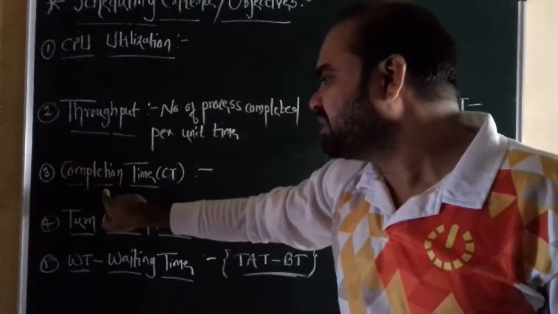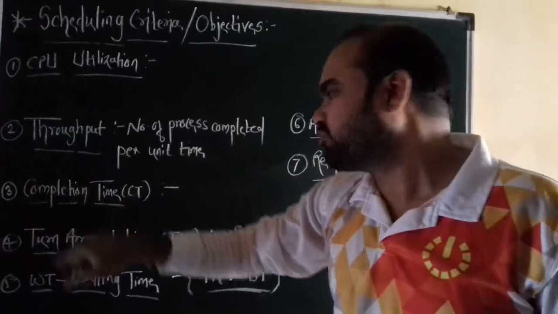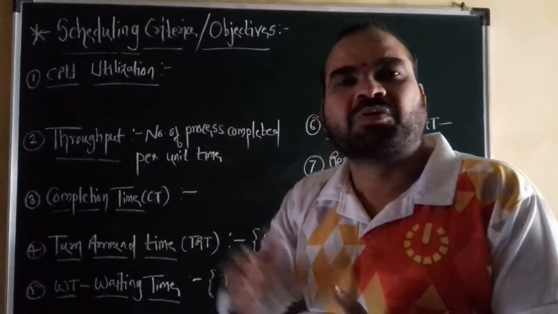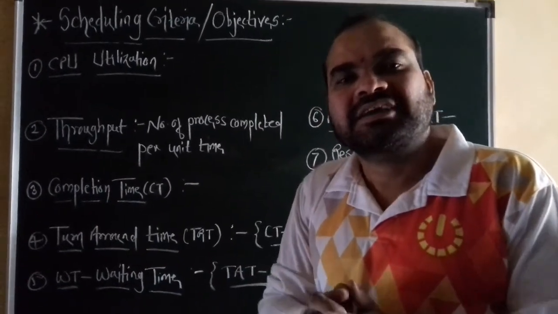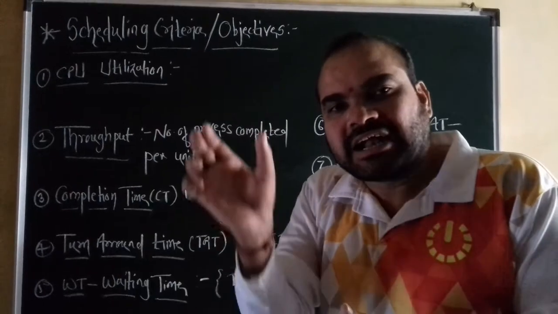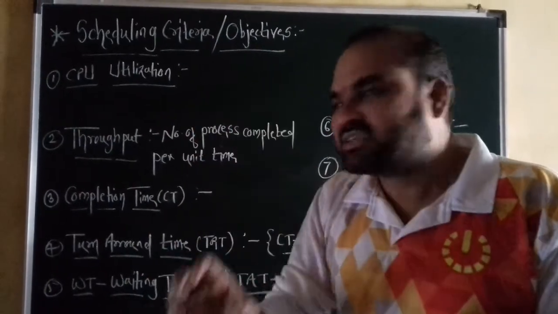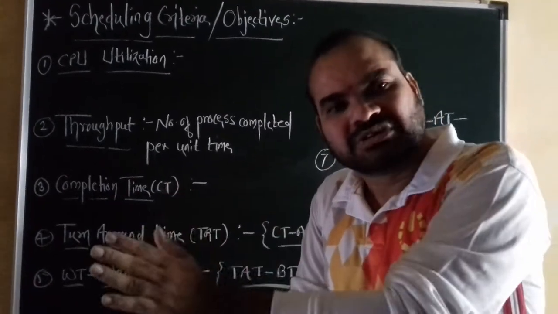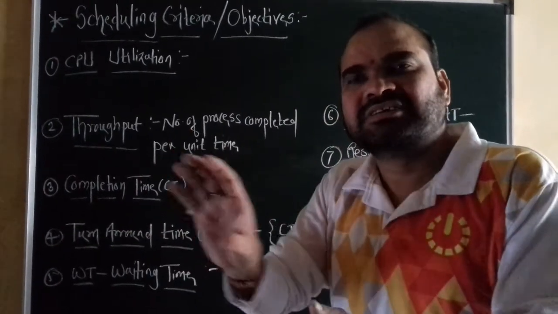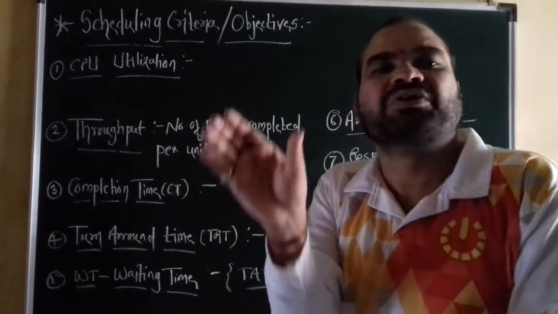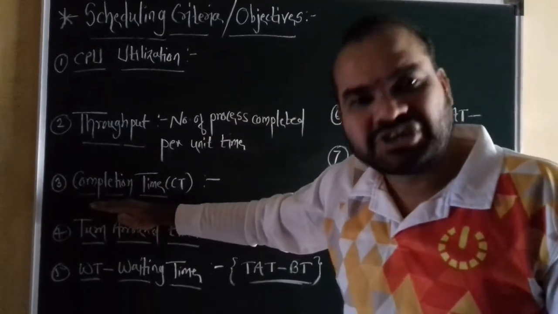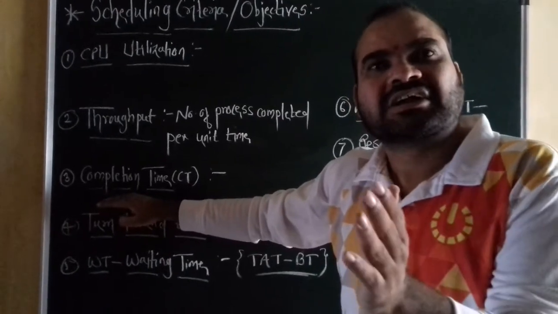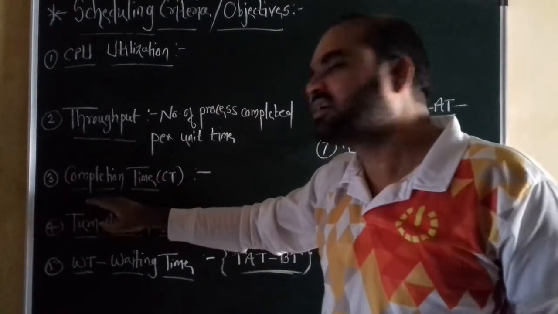Now the next point is completion time. Completion time's short form is CT. Completion time means what exactly? When a particular process completes its execution, that particular time is the completion time. The time at which a process completes its execution is the completion time.